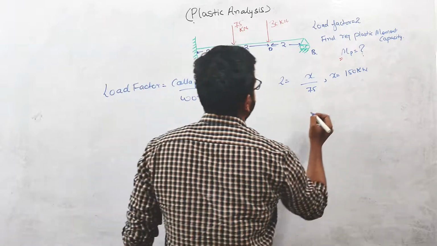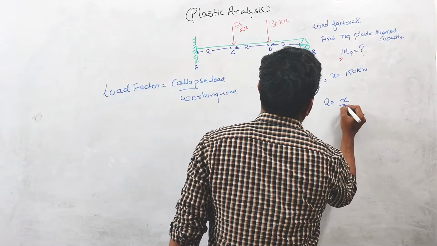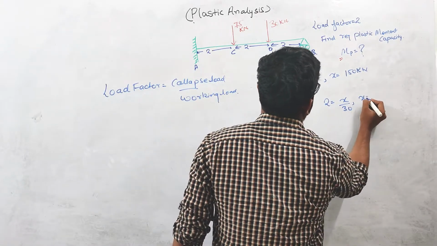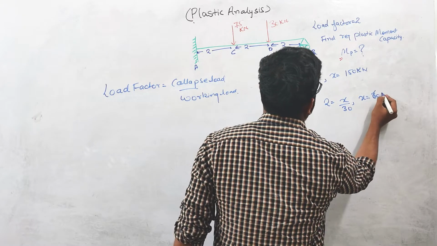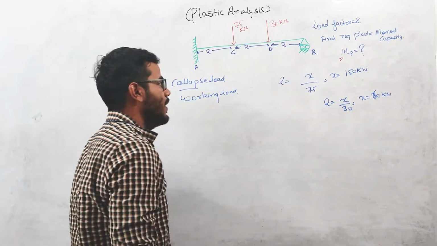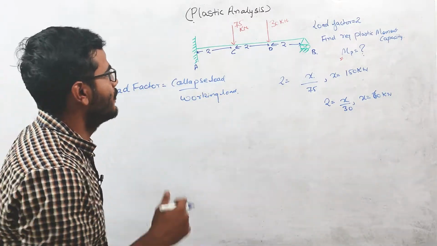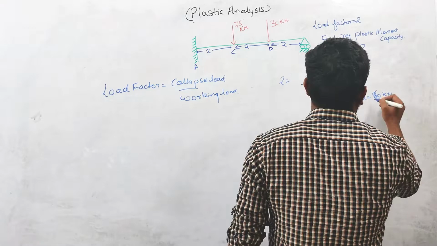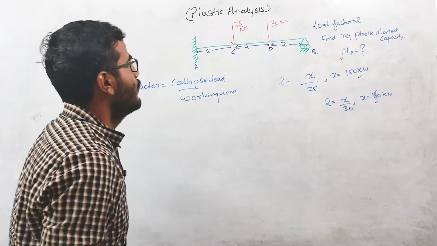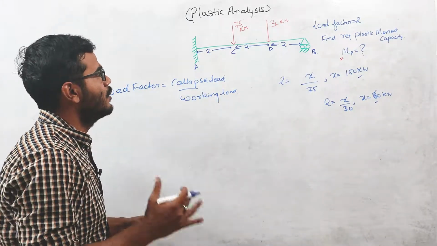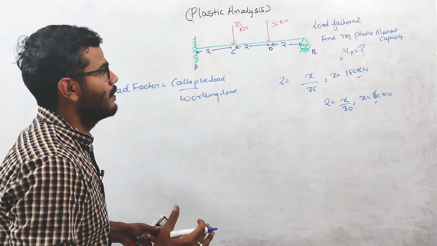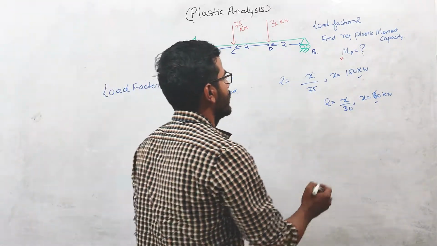Similarly, the 30 kilonewton load will become 60 kilonewton after multiplying by the load factor. So we know the collapse loads. These 150 and 60 kilonewton are our collapse loads basically. We need to design our beam for this collapse load system, and we need to find this MP value.